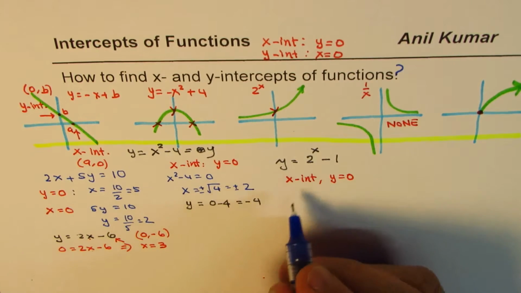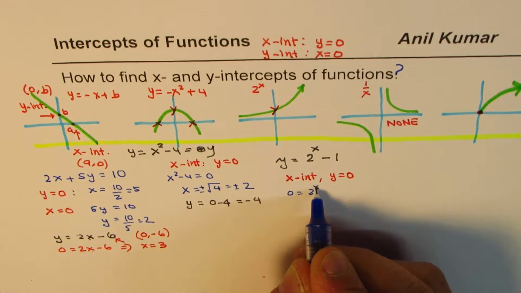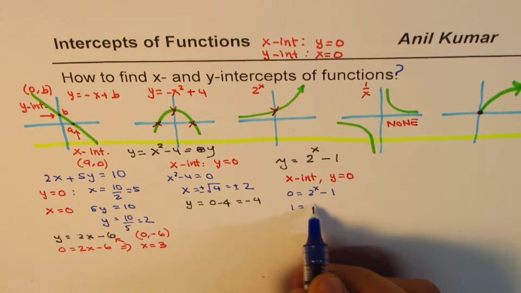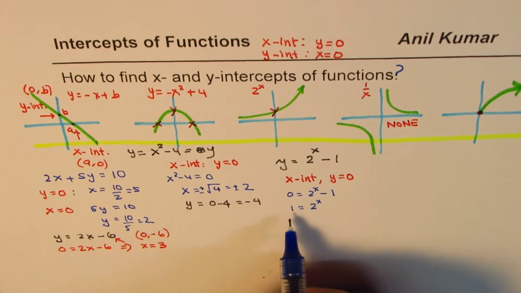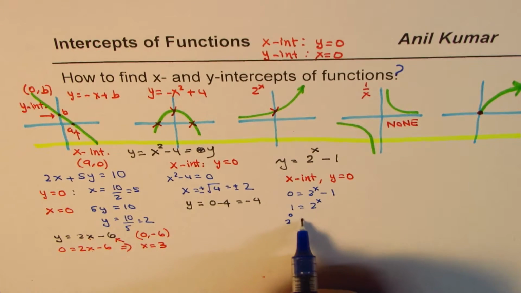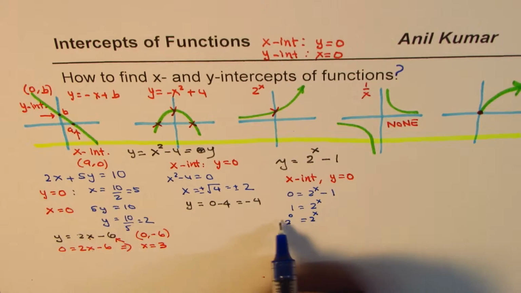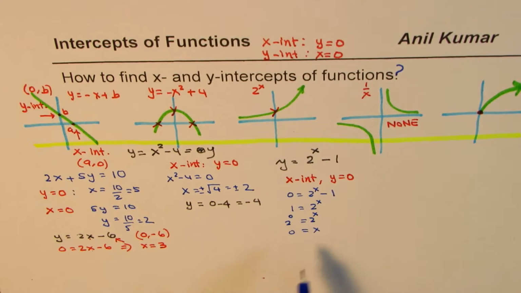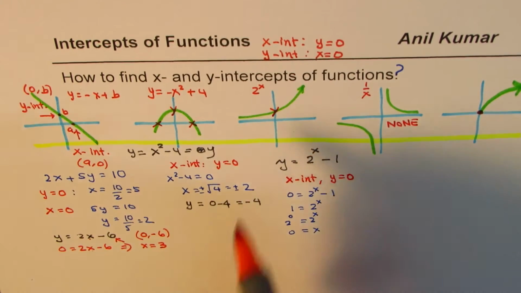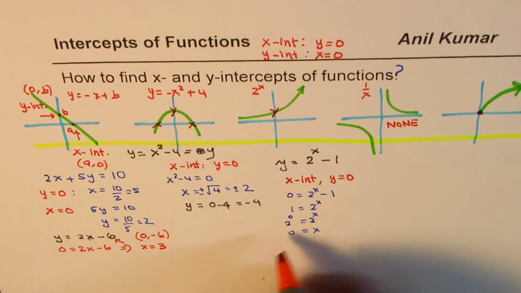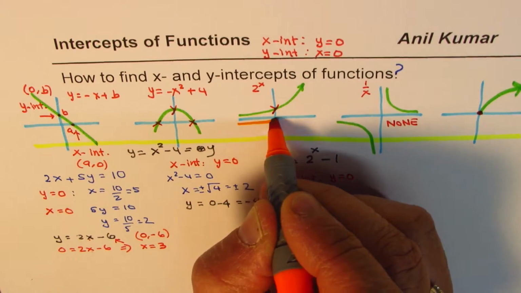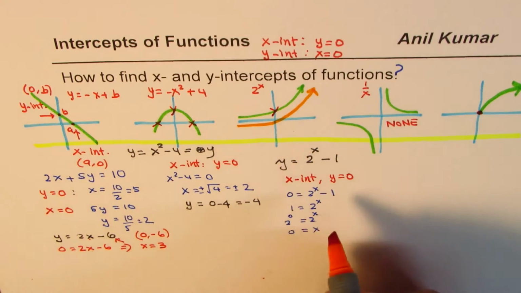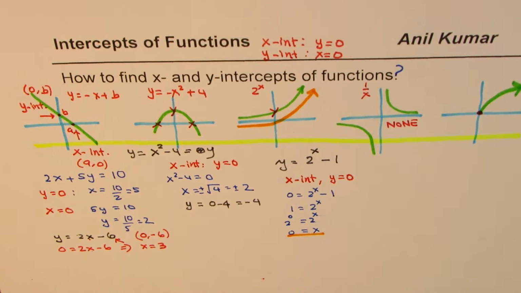If I equate y equals 0, I get 0 equals 2 to the power of x minus 1, or 1 equals 2 to the power of x. Now 1 could be written as 2 to the power of 0, and 2 to the power of x. If you equate, you get x equals 0. So if you have this equation, it could be graphed kind of like this, and the x-intercept will be 0. Do you see that? Okay. Move this equation 1 unit down, you get x-intercept of 0.